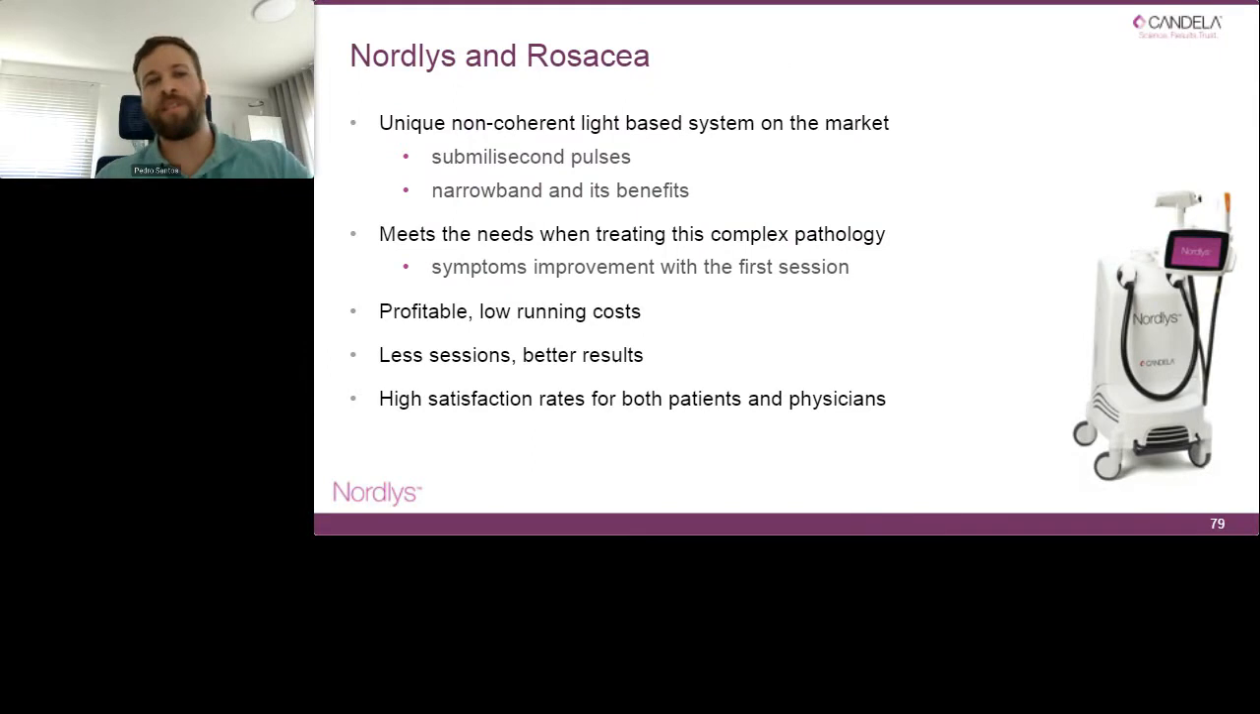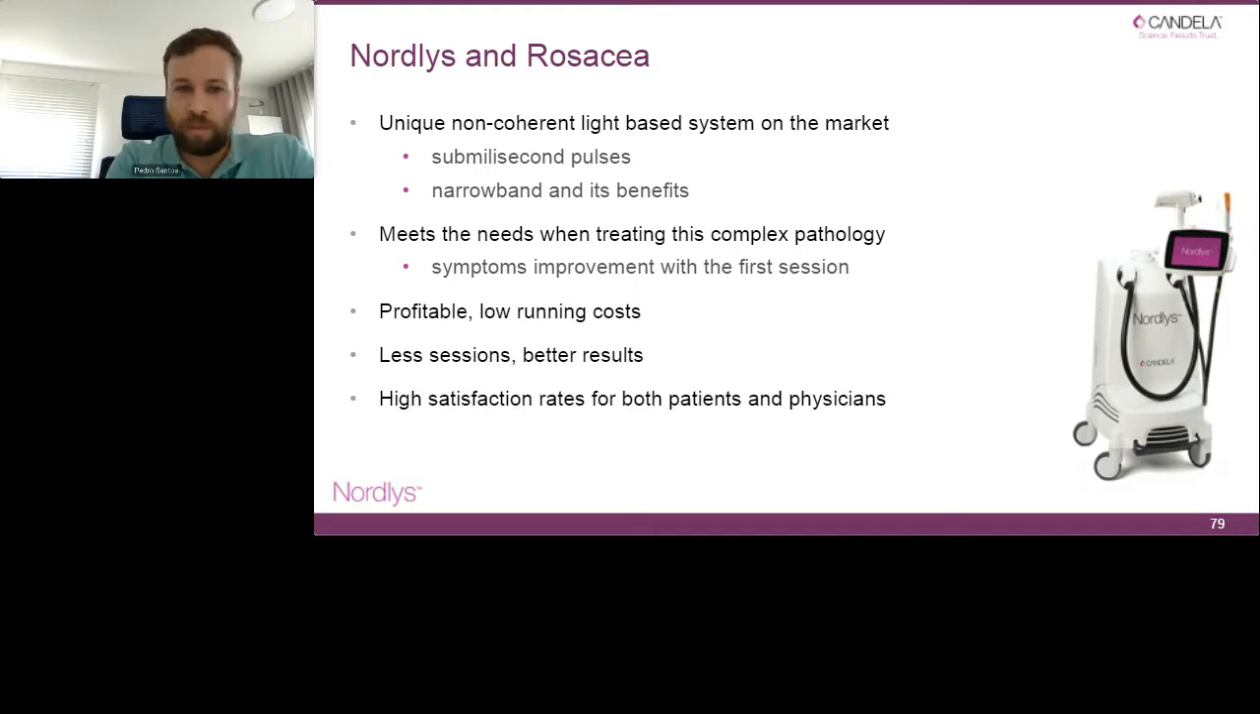And concluding, we have with Norlys a unique, non-coherent light-based system that allows you to use 2 millisecond pulses, and its narrow band brings us the selectivity and thus the efficacy and the safety that we need to treat our patients. With these unique features, we are meeting the needs when treating a complex pathology such as rosacea. And we see improvements also in the symptoms just after the first session.